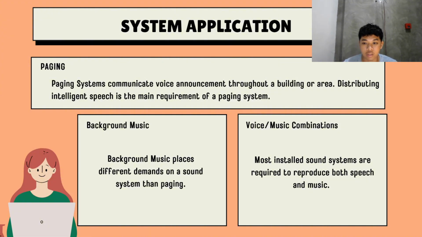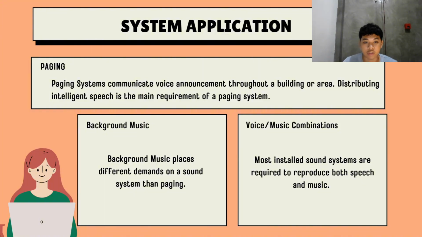Next is background music. Background music places different demands on a sound system than paging. So natural sounding music reproduction requires a minimum frequency response range of 100 Hz to 10 kHz, that is wider than the basic speech range. The background music sources typically have limited dynamic range and have a lower peak volume requirement than foreground music or paging. The background music does not usually require the precise spectral balance and consistency of coverage as paging, and this allows wider speaker spacing in background music only systems.